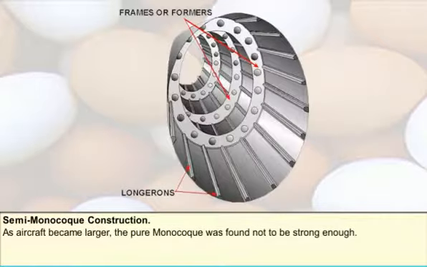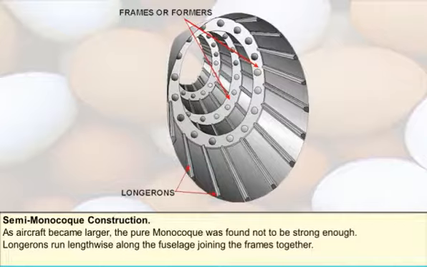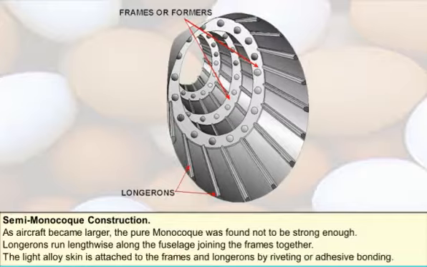As aircraft became larger and the air loads greater, the pure monocoque structure was found not to be strong enough. Additional structural members known as longerons were added to run lengthwise along the fuselage, joining the frames together. The light alloy skin is then attached to the frames and longerons by riveting or adhesive bonding. Longerons stiffen the skin and assist the sheet materials to carry loads along their length. This gives us the semi-monocoque type of construction. This is the most common type of construction used in modern light aircraft.